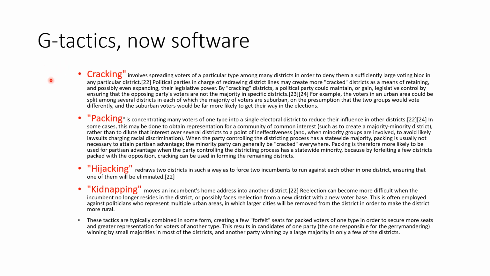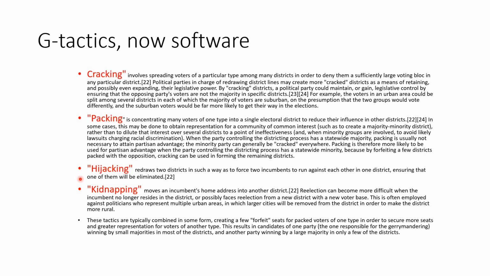Here are some tactics that people use to gerrymander, and these are often implemented in software. Cracking involves spreading voters of a particular type among many districts in order to deny them a sufficiently large voting block in any particular district. Packing is concentrating many voters of one type into a single district to reduce their influence in other districts.